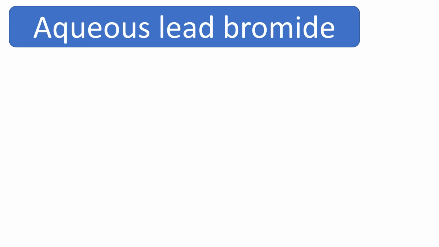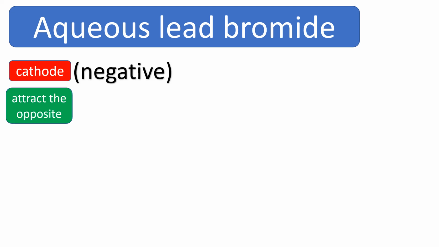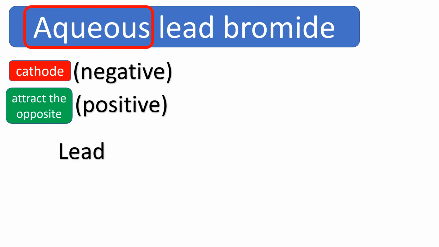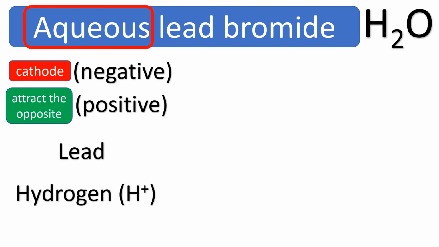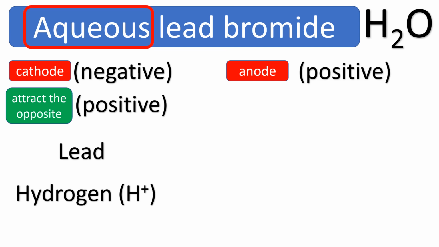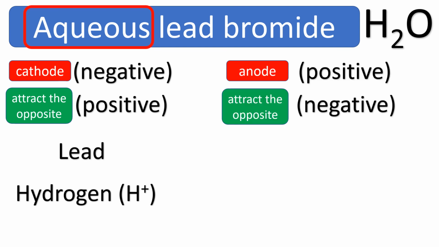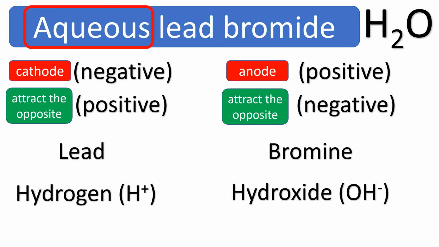Okay, pause the video if you want to have a go at this yourself. Right, so we've got starting at the cathode, which is negative, attract the opposite, positive metal. So I'm looking at lead. I'm recognising I've got the word aqueous, which means I've got water, and so I'll have the hydrogen ion as well. At the anode is positive, attract the opposite, opposites attract, so I've got the negative, and that's going to be the bromine, and of course the hydroxide from the water.